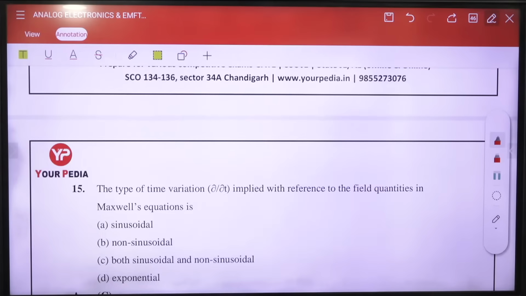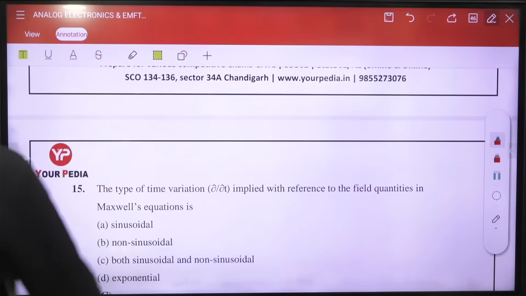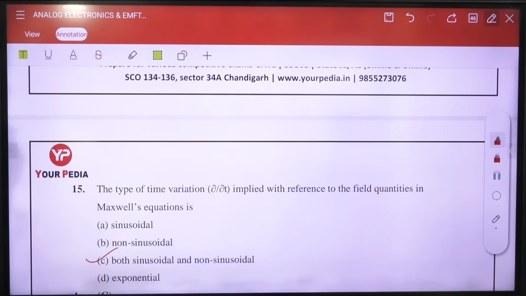The type of variation, delta upon delta t, with reference to the field quantity in the Maxwell equation, implies for both sinusoidal and non-sinusoidal. The answer is C here. That is for both sinusoidal and non-sinusoidal.